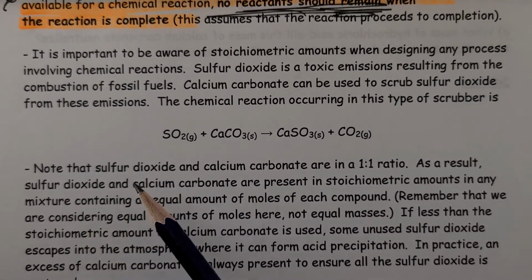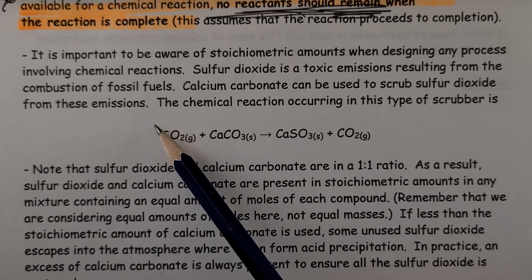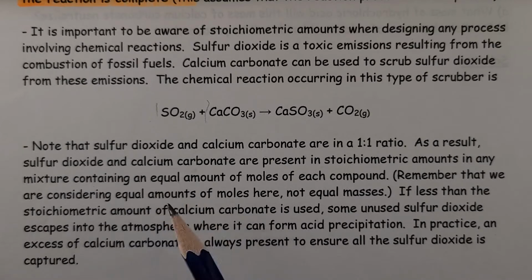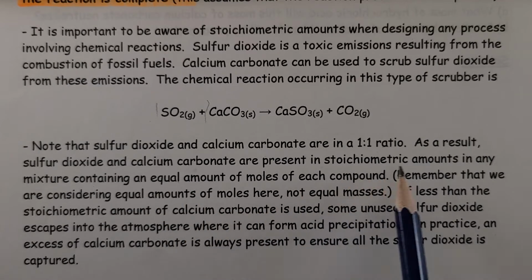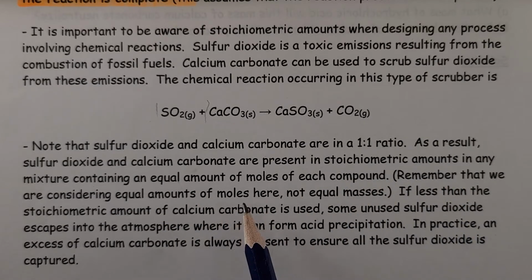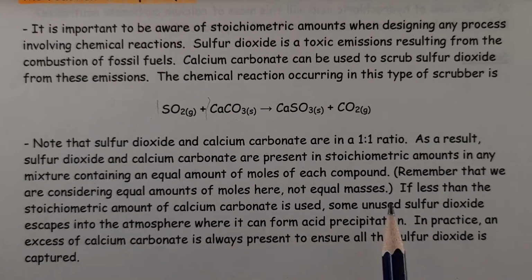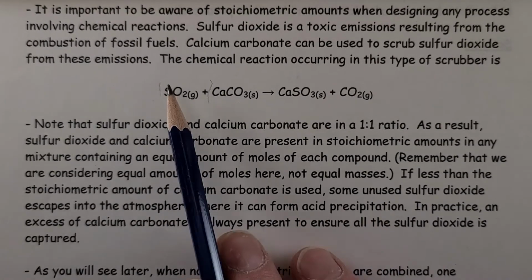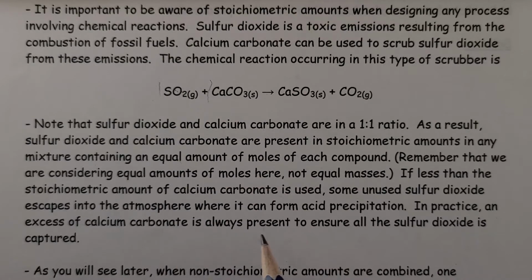Note that sulfur dioxide and calcium carbonate are in a 1-to-1 ratio. As a result, sulfur dioxide and calcium carbonate are present in stoichiometric amounts in any mixture containing at least 1 mole to 1 mole. Again, we're talking about moles here, not masses. If less than the stoichiometric amount of calcium carbonate is used, we'll have some leftovers which go into the atmosphere and can cause acid rain.